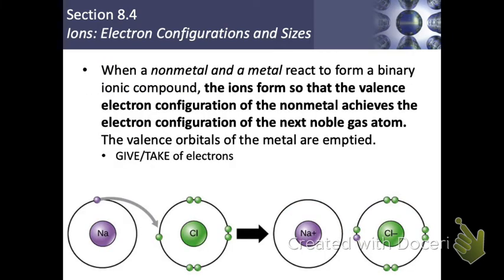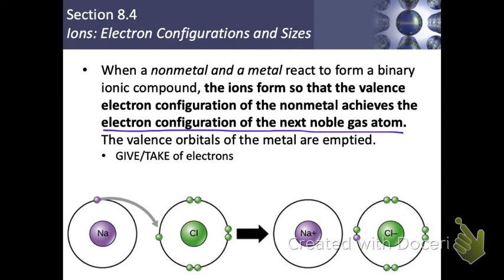When a nonmetal and a metal react, ions form so that the valence configuration of the nonmetal achieves the electron configuration of the next noble gas atom. That's a really fancy way to say the nonmetal is getting a full octet and the metal is the one giving it away. By achieving the noble gas configuration, that means it has 8 electrons. So it's a really fancy way of saying the nonmetal, the chlorine in our example, is taking on that electron to have a full octet.